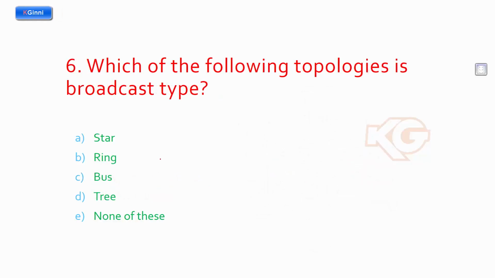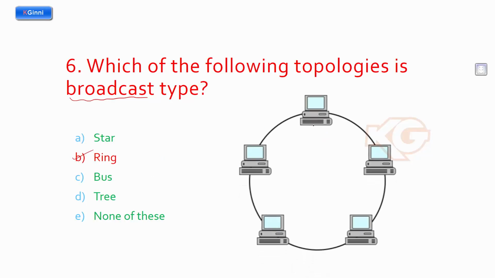Which of the following topologies is used for broadcasting type? So the answer should be ring. You can see the picture over here how this is connected compared to the earlier mesh. In the mesh you can see everything is interconnected to each other, but in this case that is not the case. So the cost is a bit lesser, and also it's used for broadcasting.